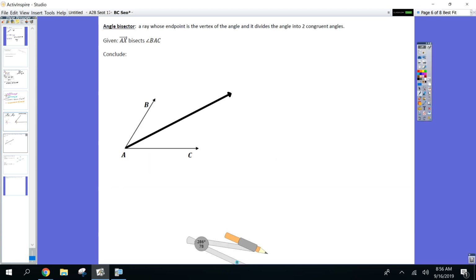Okay, here we go. Bisector. A ray that cuts an angle in half. A ray that cuts an angle into two congruent angles. So by the time we are done here, you're going to use your compass and straight edge again to do this. We're going to have something that looks like that, which cuts it into two congruent angles. Okay, that's our goal at the end.